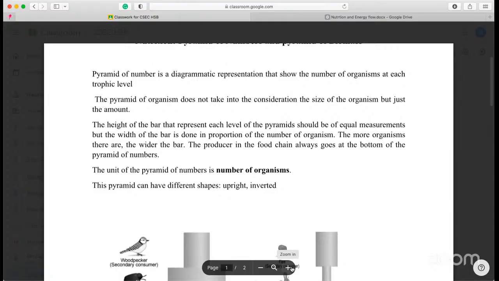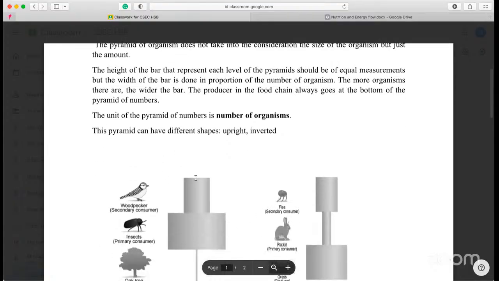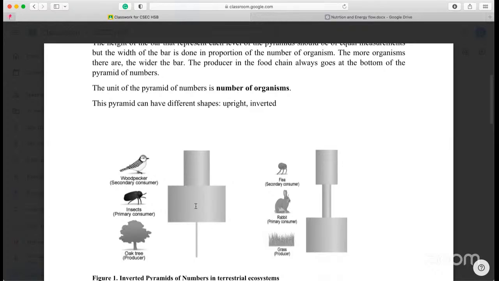All right. And I want us to note that the height of each bar that represents a trophic level is the same. So the height of the bar is the same, but the width tells us the amount of the organism. Let's look at this one. So we have a tree. So we have a single slender bar there because we are talking about one tree.